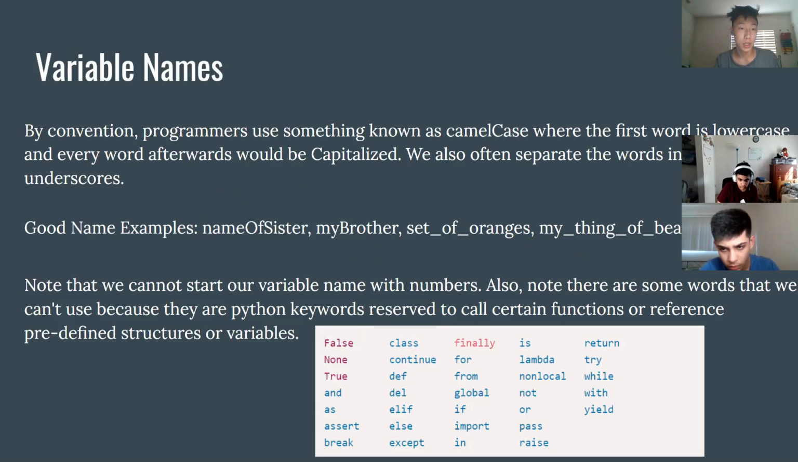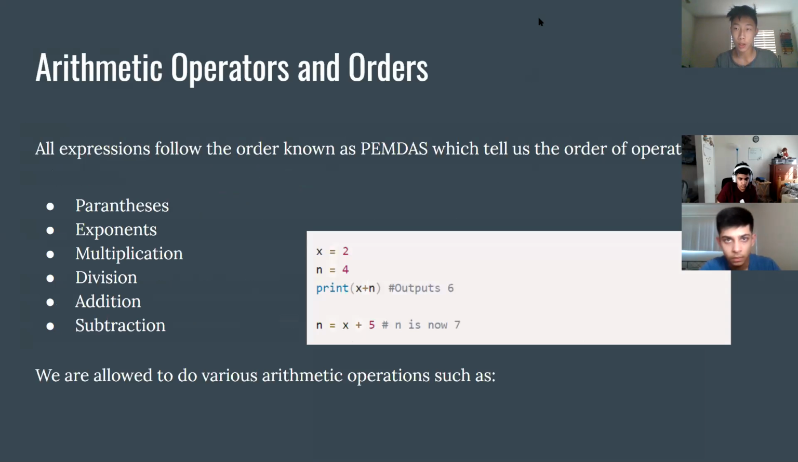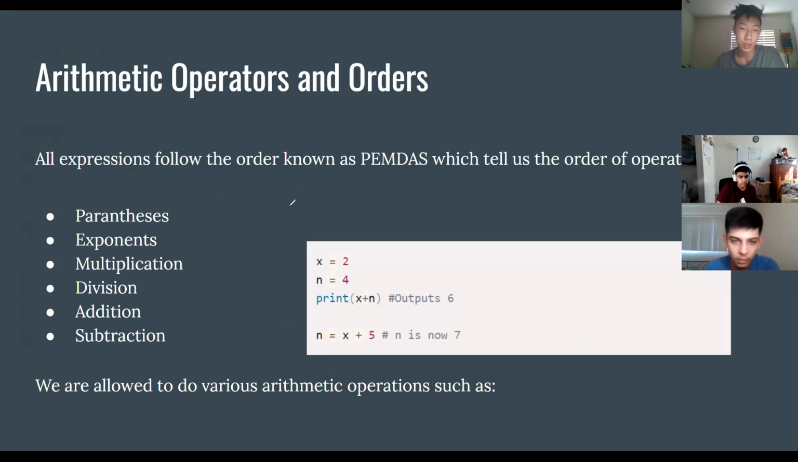And next is arithmetic operators. So how do you add, subtract, all of that stuff? It's actually pretty easy. It's the same thing as regular math. In this case, as you can see, I wanted to add x plus n, right? And when I printed it out, it gives 6 because x was 2 and n was 4. So you add that, and that's going to give you 6.